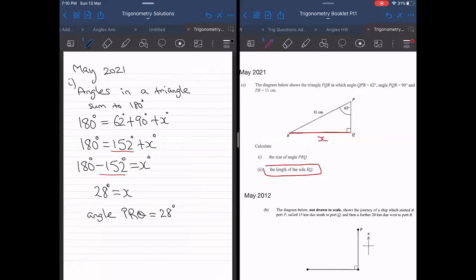So go ahead, label which one is the hypotenuse, which one is the opposite, which one is the adjacent, and decide which one you're going to use. I want you to try it before I do it.